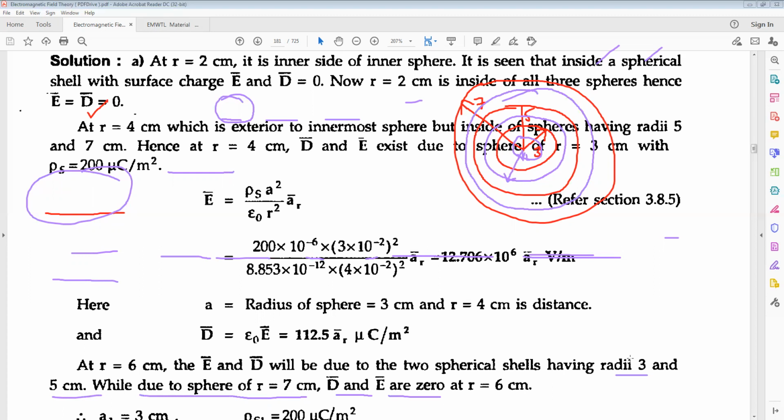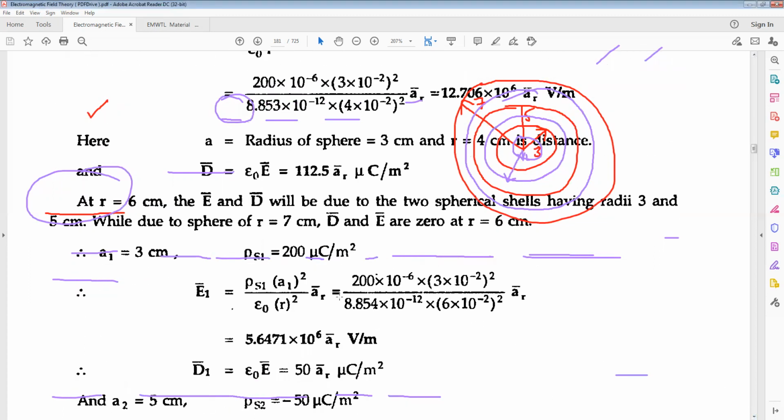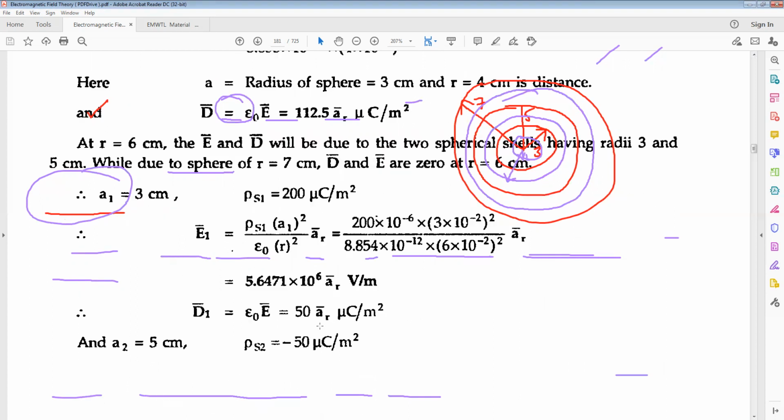But we'll get for the radii of 3 and the 5. Got it, my dear friend? So E1 bar I am finding. Why is it E1 bar if I am taking? Because the radius is 3, with the radius of 6 into 10 to the power of minus 2. You can substitute the 200 into 10 to the power of minus 6. Find the E1 and the D1 also.